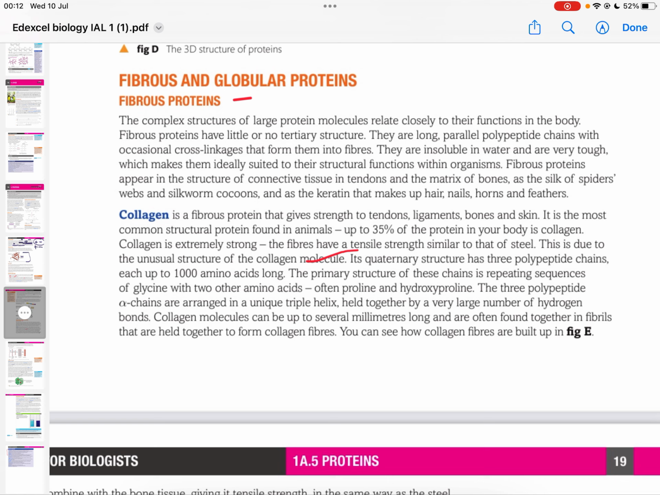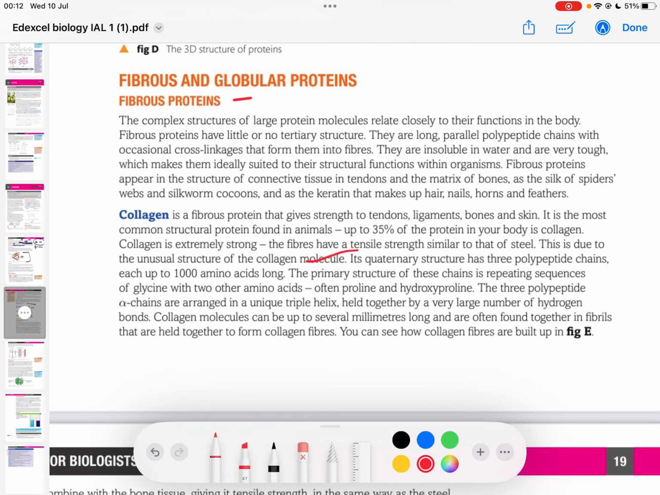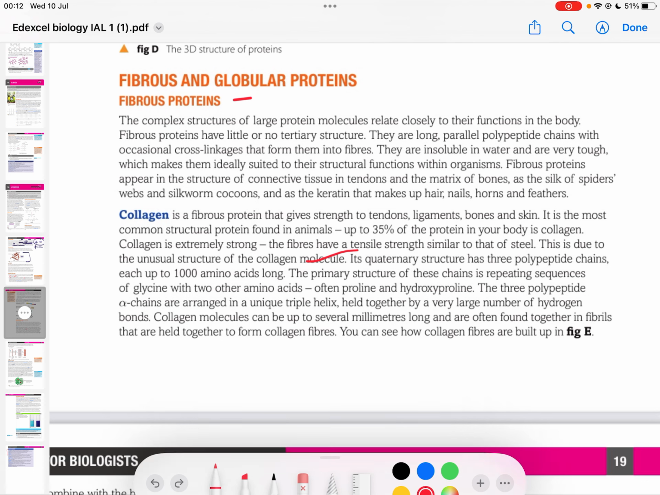Collagen, as we mentioned, is an example of a fibrous protein that gives strength to tendons, ligaments, bones, and skin. It's the most common structural protein found in animals. Up to 35% of the protein in your body is collagen. Collagen is extremely strong. The fibers have a tensile strength similar to that of steel. So we can remember that it's similar to that of steel, and that's the reason it's insoluble and very tough. Just going to remember it this way.